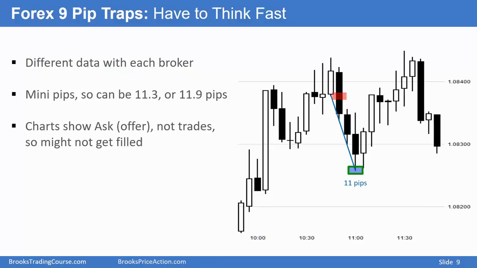Different data from different brokers. Also, there are mini pips, so instead of 11 pips, it could be 11.3 pips, 11.9 pips. Also, because some charts only show the ask, the offer, and not the actual trades, you might not get filled even though it looks like you're getting filled. So Forex traders trying to scalp for 10 pips, difficult thing to do. Most Forex traders should not be doing that. But experienced Forex traders can do that. But they can only do it if they can think fast. They have to make quick decisions.